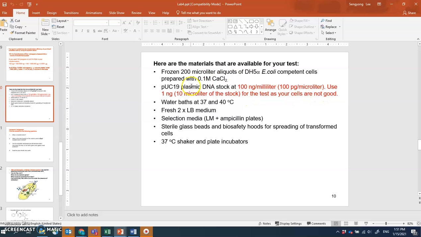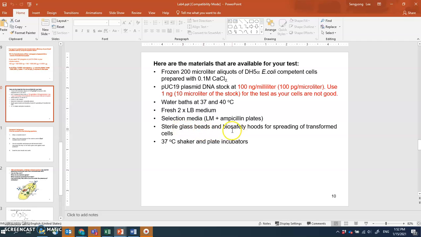Okay, and you will be given water baths that are set at 37 and 40 degrees, 2 different temperatures. If you want to test the effect of 2 different temperatures on transformation efficiency, you're welcome to do that by using 2 different heat shock treatments. And then fresh LB medium that you can add when you do the recovery of the transformed cells. And then selective media at the end, in the plate medium that contains ampicillin. And then sterile glass beads to spread the cells on the plate at the end of the transformation process.